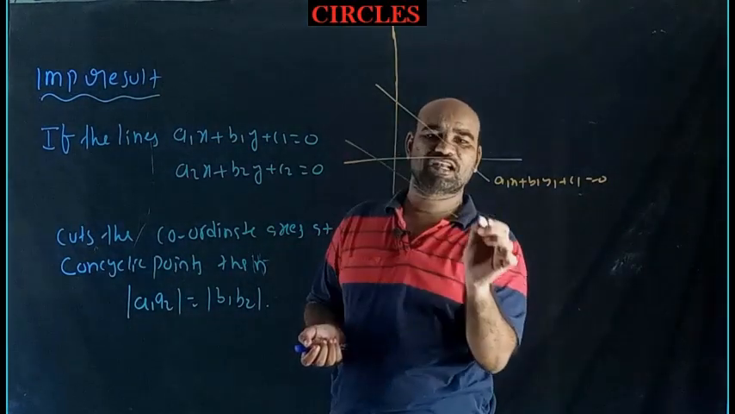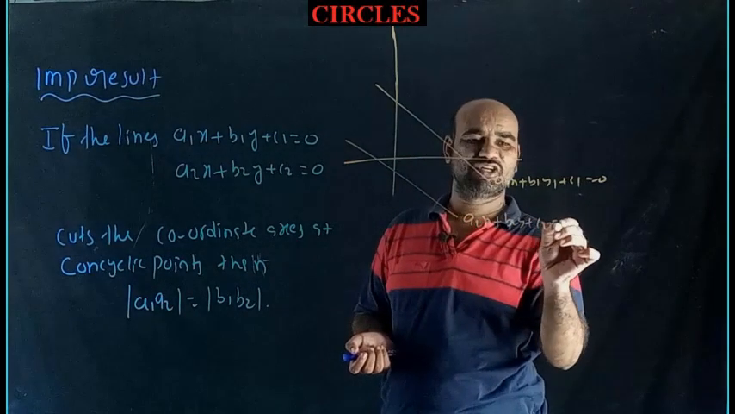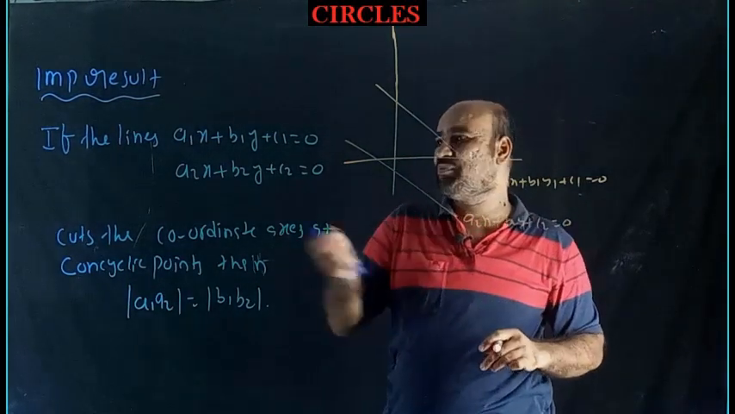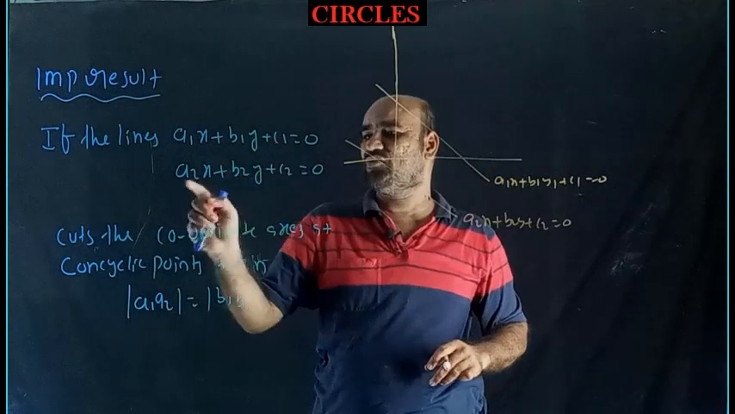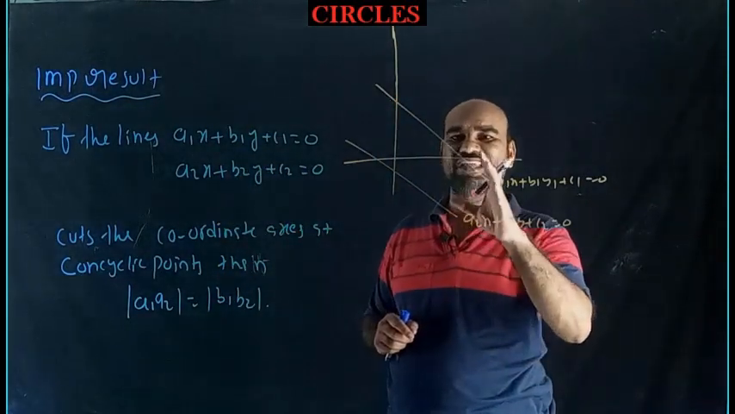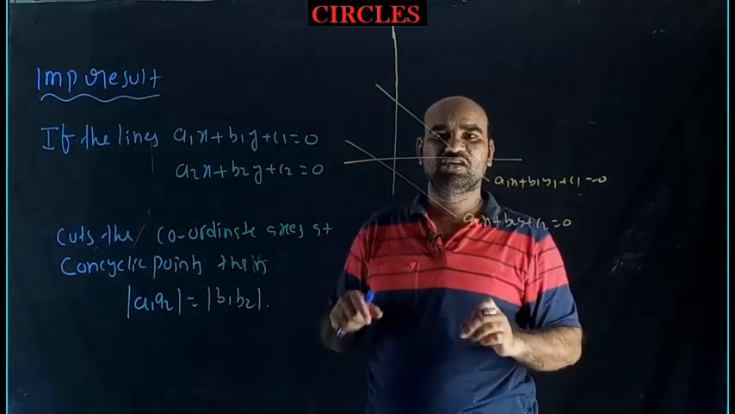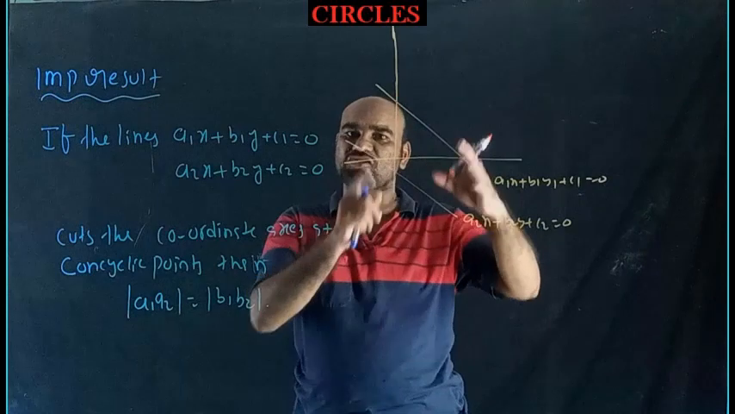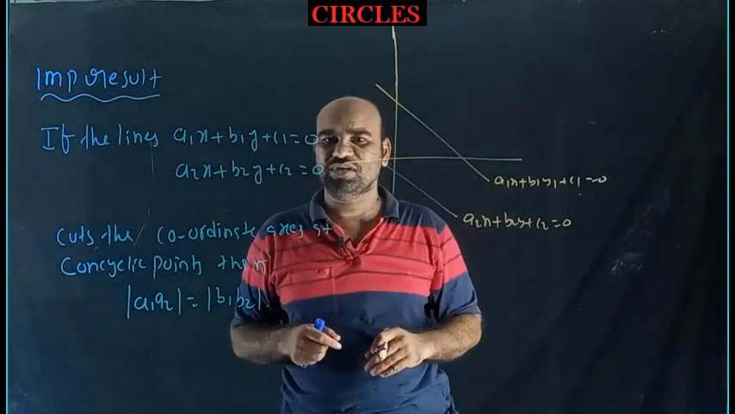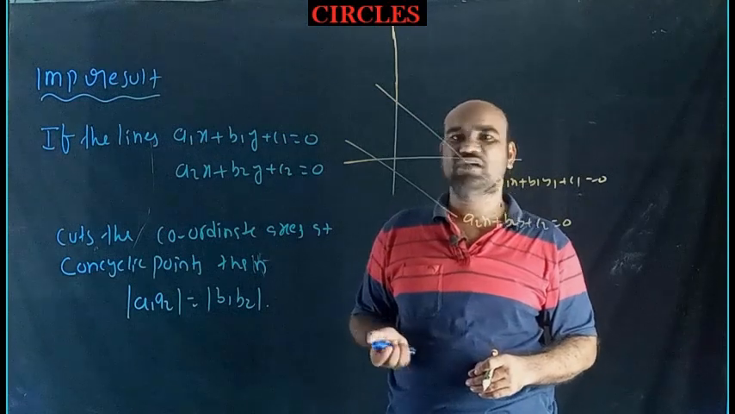For example, this is another line, a2x plus b2y plus c2 equal 0. The position of the line depends upon the values of a1, b1, c1, a2, b2, c2 only. I just took this as the position of two straight lines on the coordinate plane. Don't think that this is the fixed position of the straight lines on the coordinate plane. The position of the line depends upon a1, b1, c1, a2, b2 and c2.